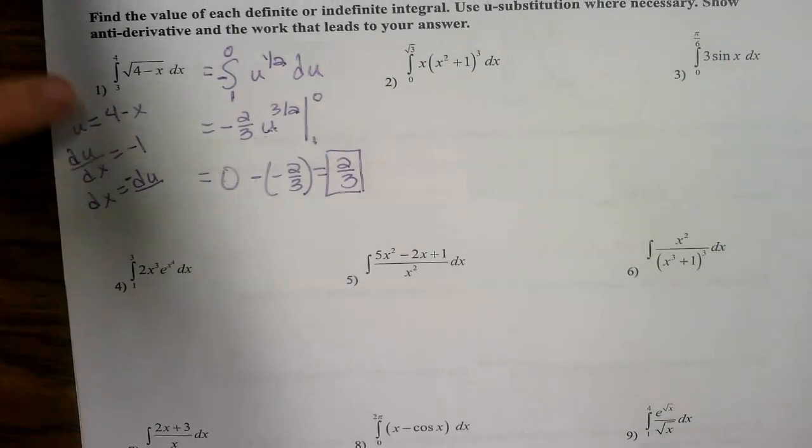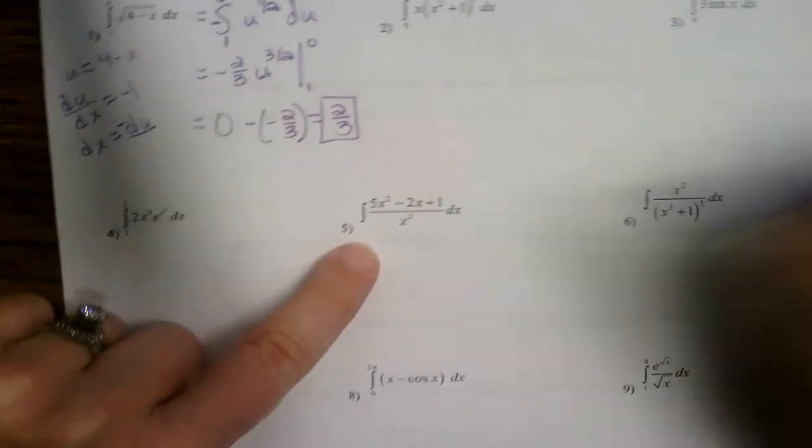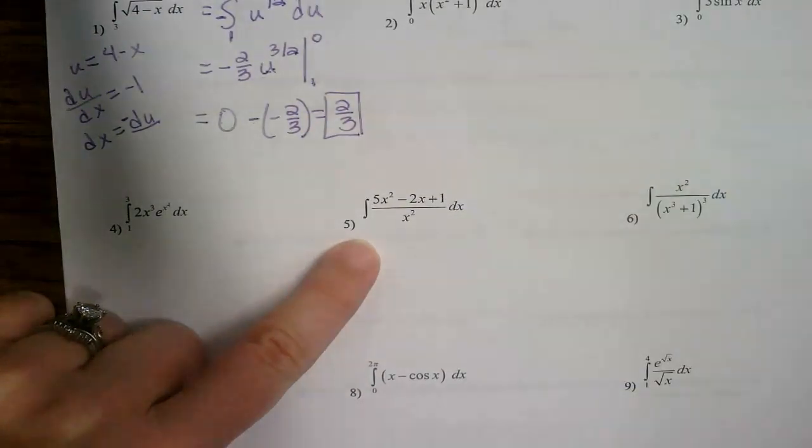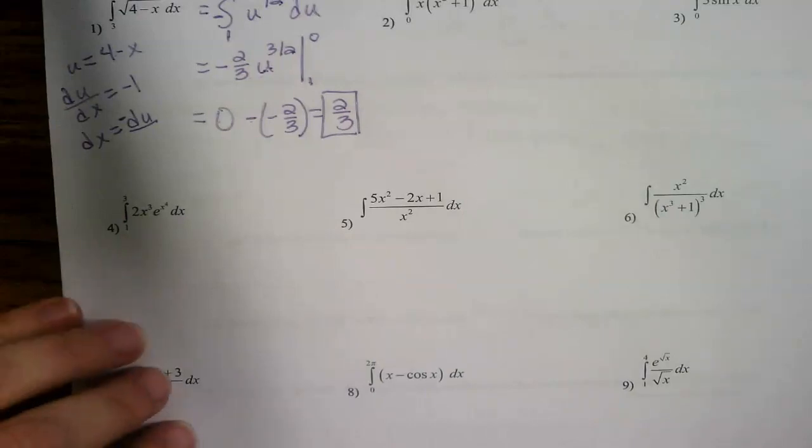Okay, so in this example, we did a definite integral where we had endpoints. I'm going to skip to number 5 here. Notice this is going to be an indefinite integral. We do not have endpoints. So all we have to do is integrate it, and then be sure to add plus c at the end whenever we have an indefinite integral.